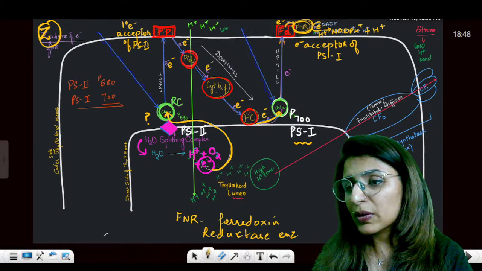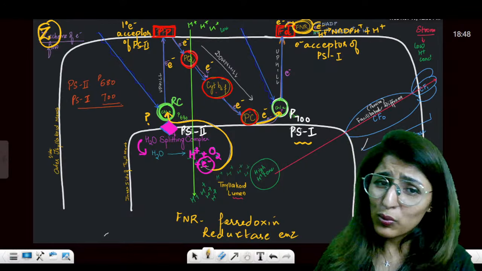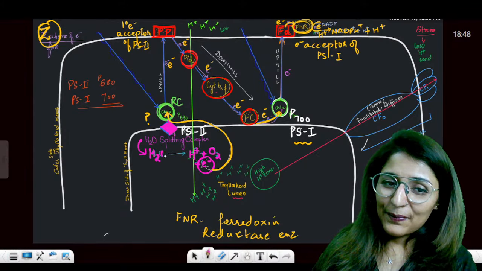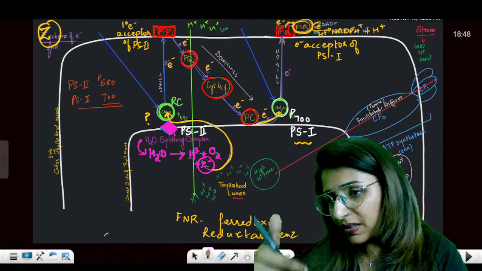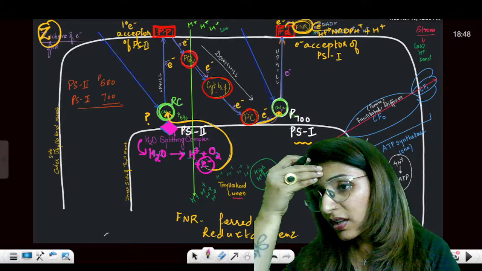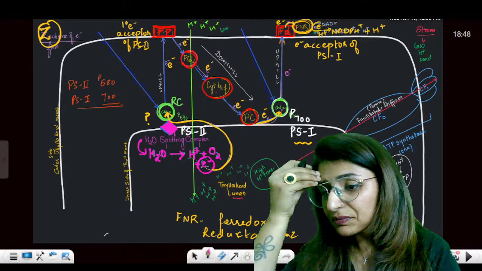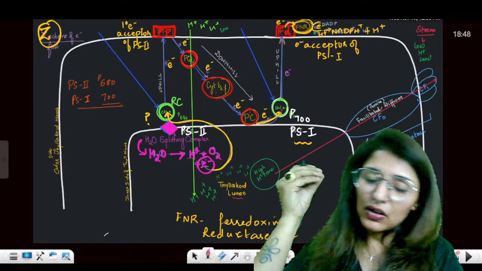Please tell me these points are super clear. They should be super clear. I can't accept anything less than that. Yes, guys, give me a thumbs up that these points are super clear to you. Right? Are these points clear? Perfect.